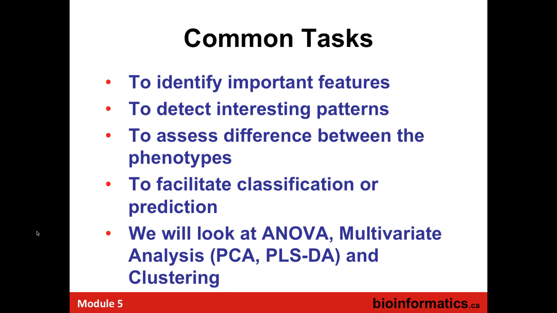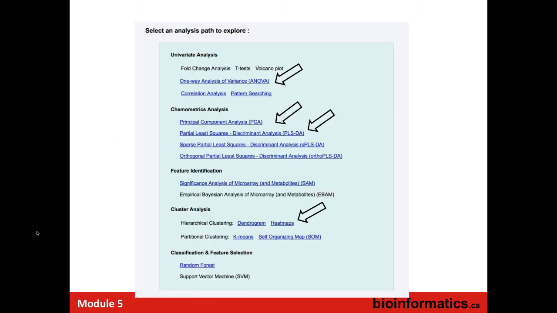We'll also look at clustering. So after you've completed your scaling, and if you didn't have to do any further data cleanup, you now have this option, which is in your statistical set. And there's about a dozen different options, and what's marked with these arrows are some of the ones that we'll try. We'll look at analysis of variance, we'll look at PCA, and we'll look at PLSDA, and then we'll look at heat mapping.